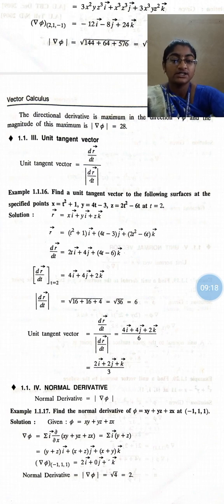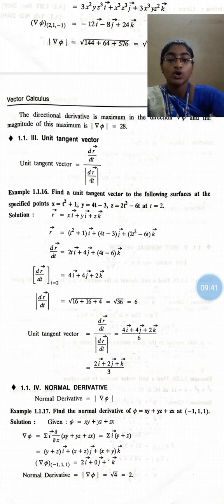So in the first term t square will become 2t i vector. Second term 4t will become 4 j vector. In the third term 2t square will become 4t, minus 6t will become minus 6, into k vector. For this we have to substitute the point t as 2. So our answer will become 4i vector plus 4j vector plus 2k vector.